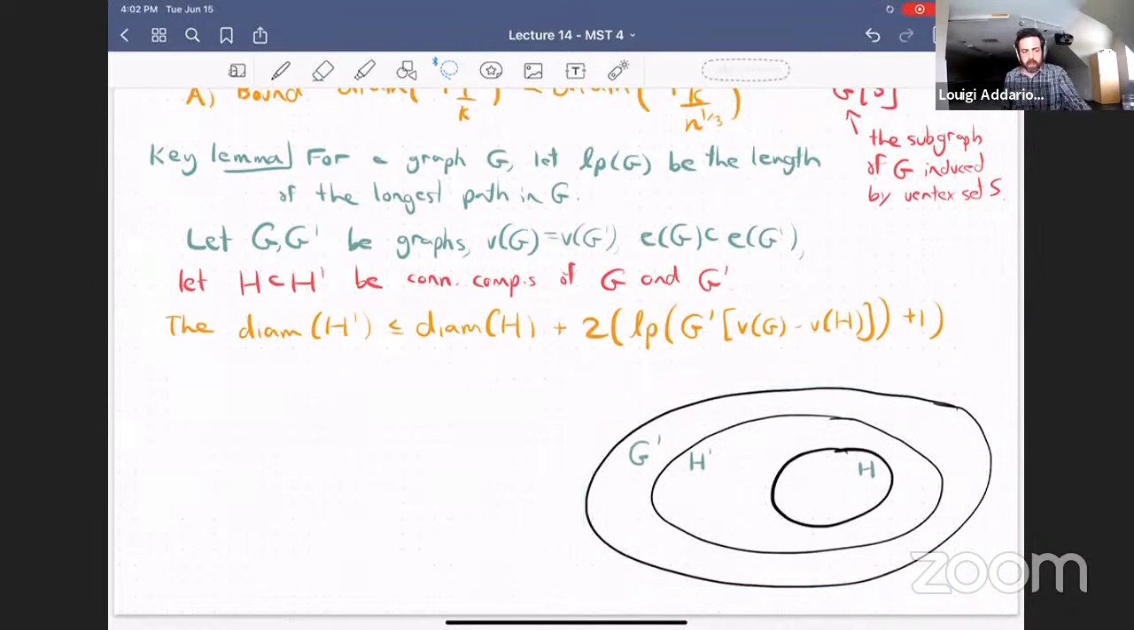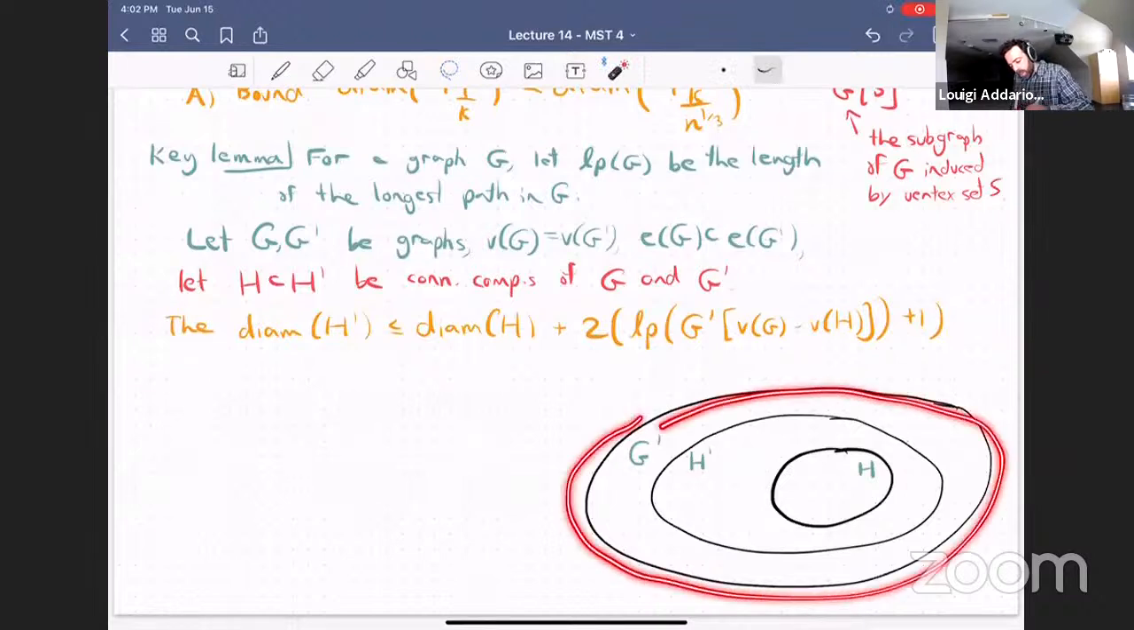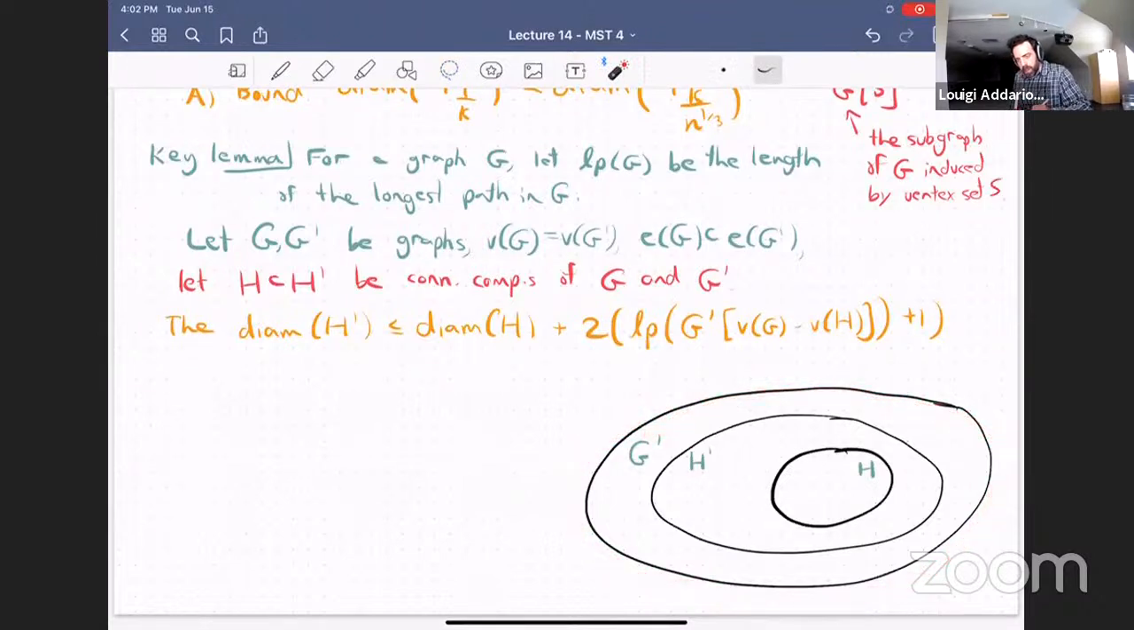Right. So here's the picture. This is the graph G prime, this blob here. It has the same vertex set as G. And now H is a component of G, H prime is a component of G prime. And we're trying to bound the diameter of H prime in terms of the diameter of H plus the longest path in what's left if you remove H from this picture. Okay. So let's just think about how much the diameter could increase when you move from H to H prime.